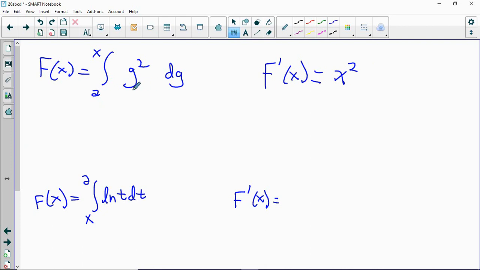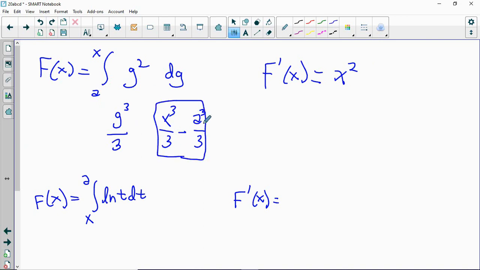First we evaluate this integral. The antiderivative of g squared, we said, is going to be g cubed divided by 3. That's the antiderivative with respect to g, of course. We're going to evaluate it at x, and then subtract when we evaluate it at a. Then we're going to take the derivative of this whole thing. The second term is a constant, so that goes to 0. So we're just taking the derivative of this part here, which gives us 3x squared divided by 3, or just x squared, like I said. So use the shortcut. It's a lot less work.